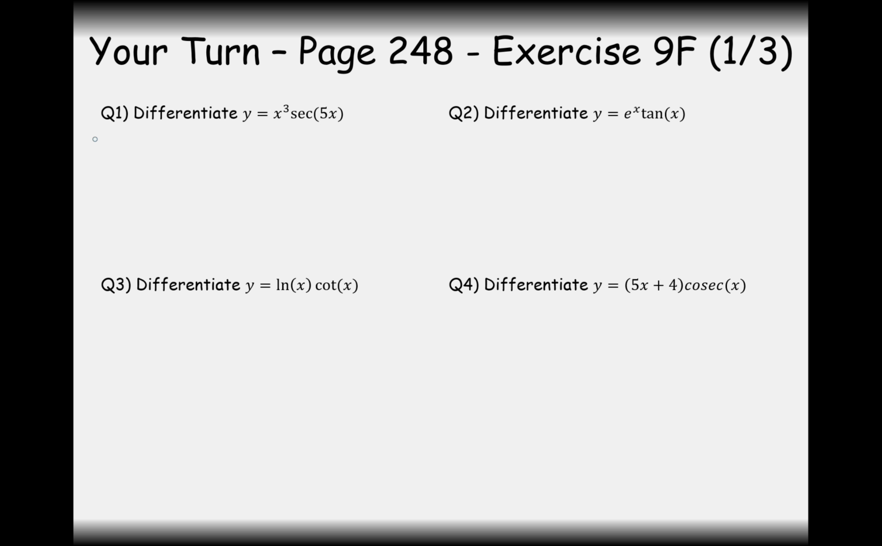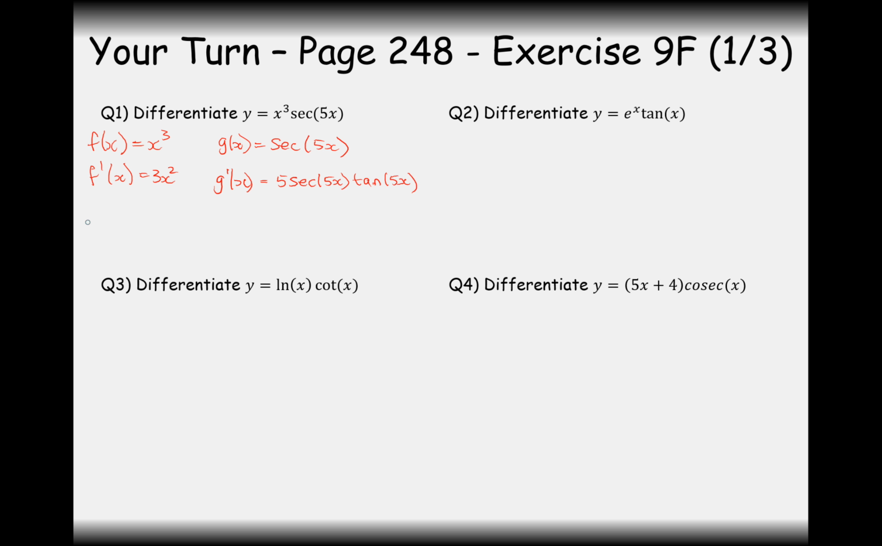Right then, let's have a go at the first question here then. So obviously the product rule, the first function here is going to be x cubed. The derivative of this is 3x squared. The second function here is g of x, which is sec 5x. And the derivative of this function here is going to be 5 sec 5x tan 5x.